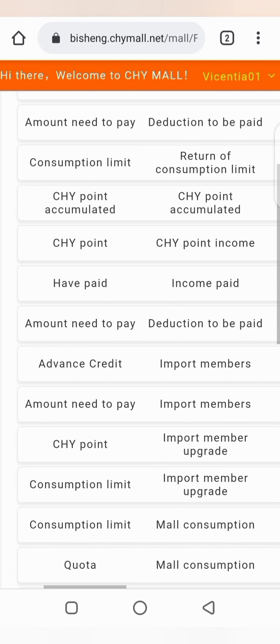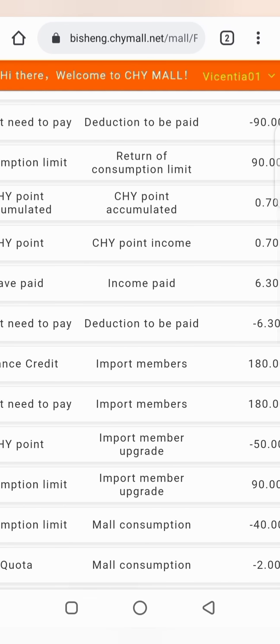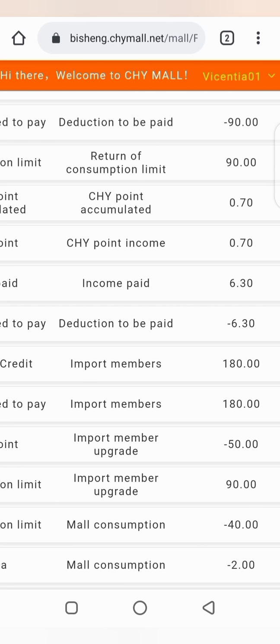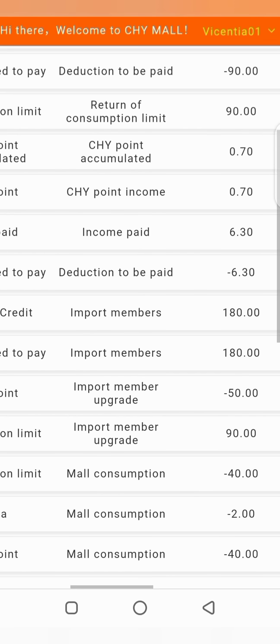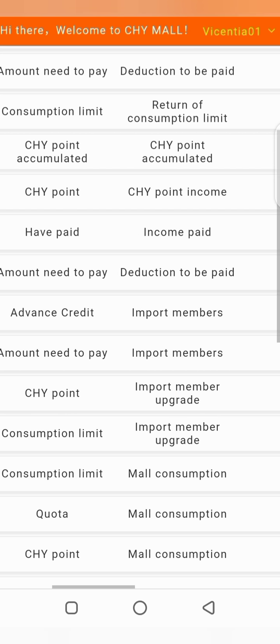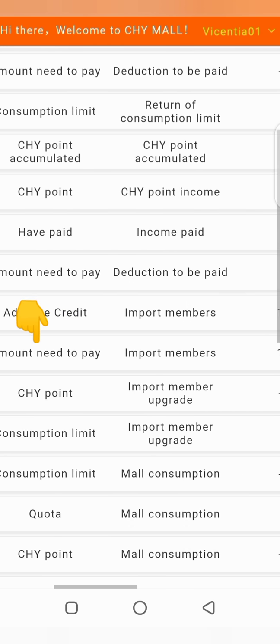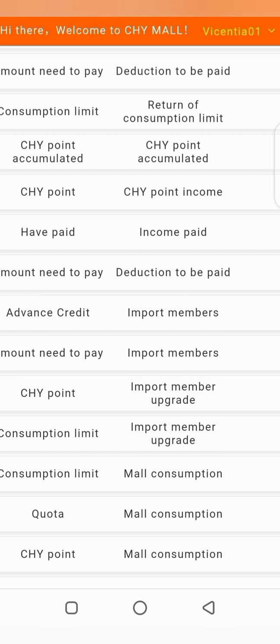Okay, so when you come to this side, you see the amount needed to pay. If you are still owing for the consumption points, it is going to be minus 100. But for my account, it has already been settled for the consumption point. So now the amount needed to pay, I have 180 here, because the system has given me 180 points to use for my trading in this account.